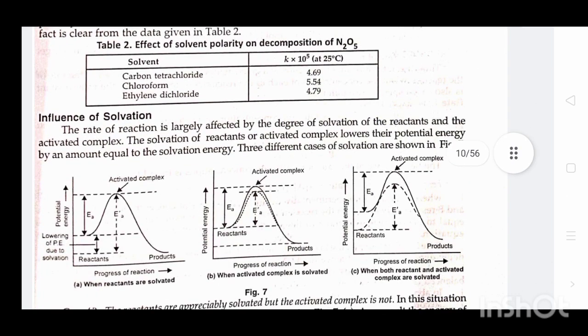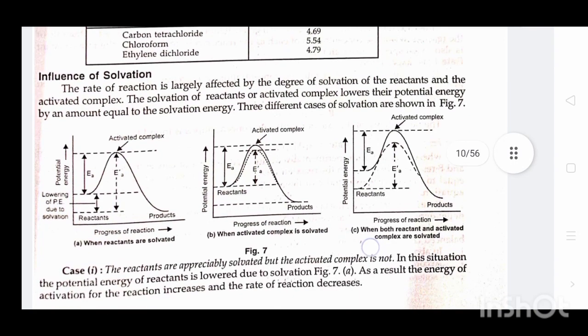Influence of solvation. The rate of reaction is largely affected by the degree of solvation of the reactant and the activated complex. The solvation of reactant or activated complex lowers their potential energy by an amount equal to the solvation energy. Three different cases of solvation are shown in figure 7.